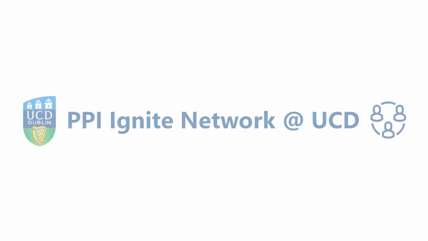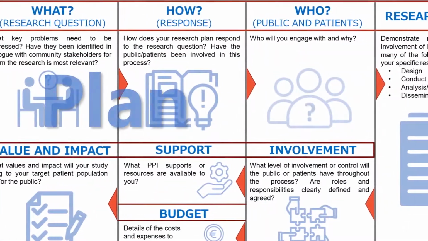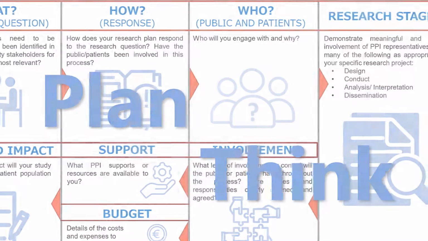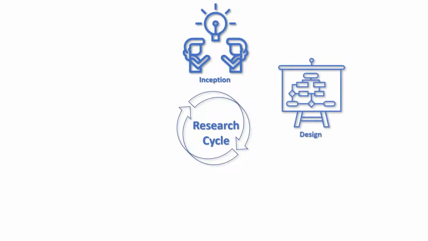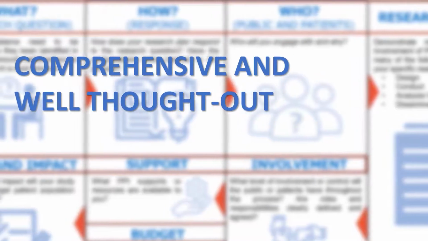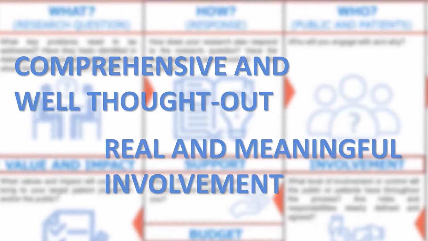This short video explains our PPI Planning Tool. This is a tool developed to assist researchers to plan out and think through how and where they can involve the public or patients in their research, from inception of deciding on the most relevant research question, through all stages of the research cycle, to dissemination and close of project. By using the tool, the researcher is encouraged to write a comprehensive and well thought out PPI section to demonstrate real and meaningful involvement of the public and/or patients.